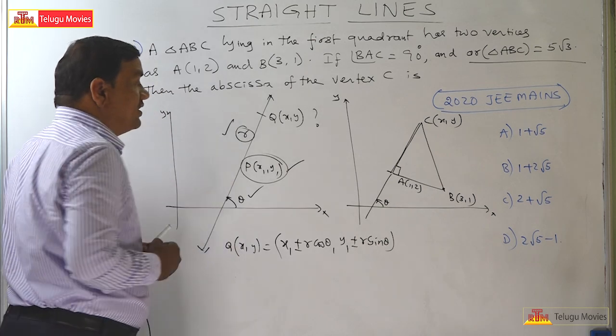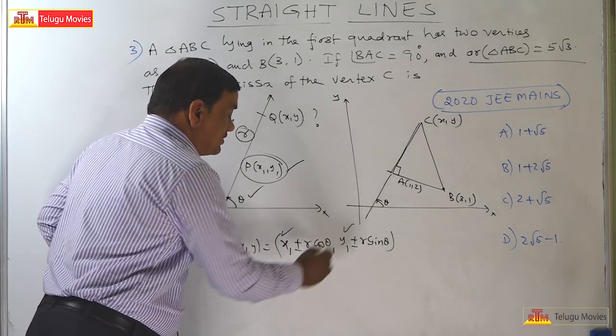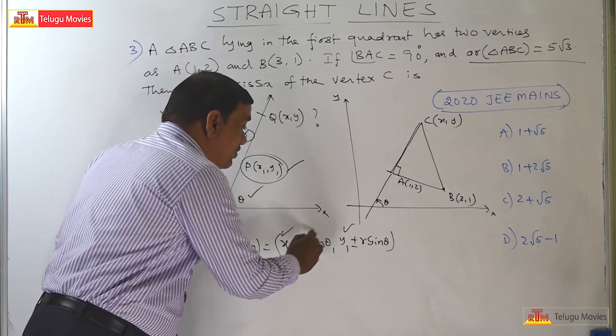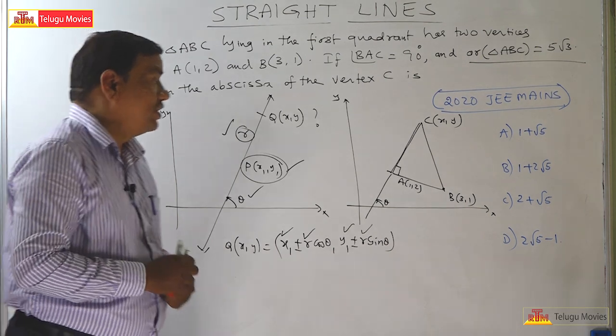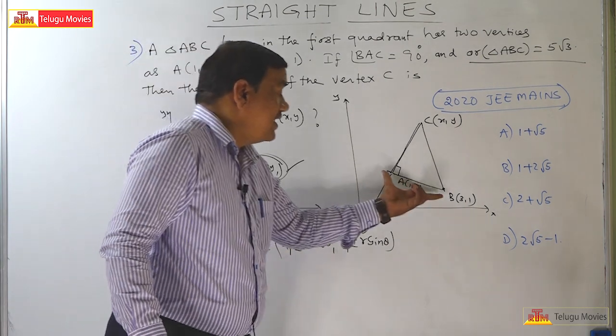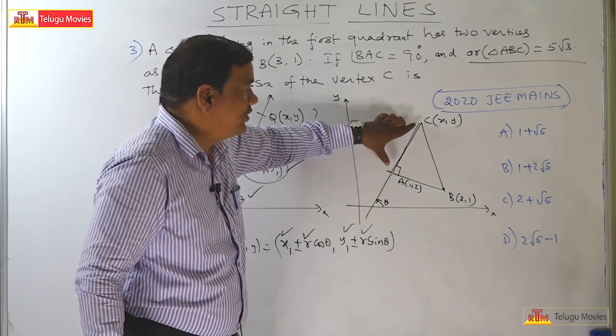Already we know the point P(x1, y1), and we know the R value. Then how to find out cos theta and sin theta? To find that out, we use the fact that AB is perpendicular to AC.